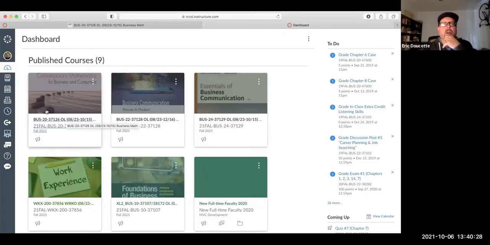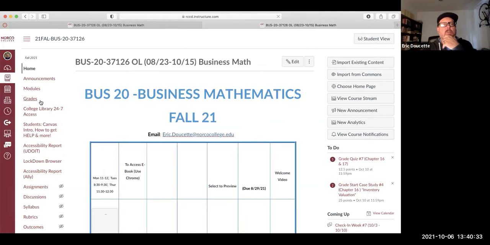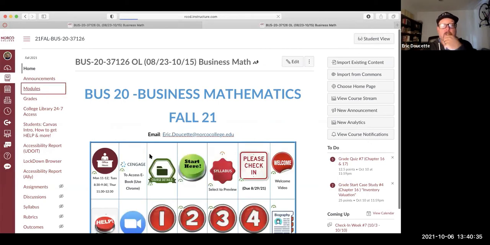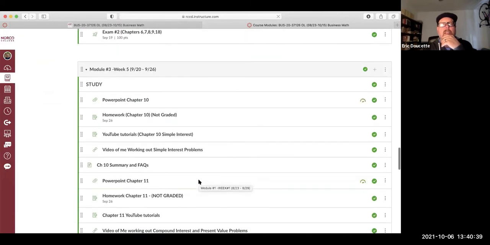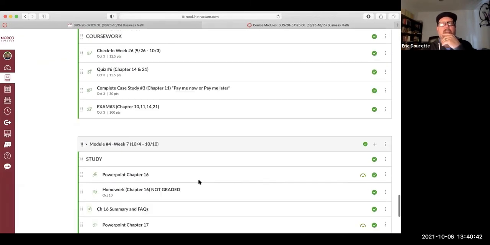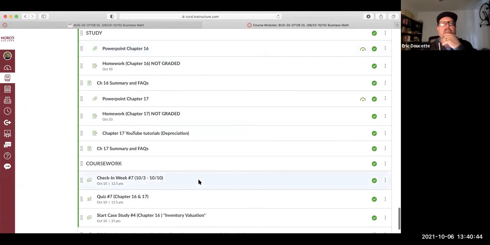All right, so here is our class in Canvas. I'm just going to select that. And I'm going to show you one thing in here. So if you go down to modules, you can click it on the left, or you can select the module red button in the middle. That's actually faster because it brings you right to our week. So we are down to week number 7.